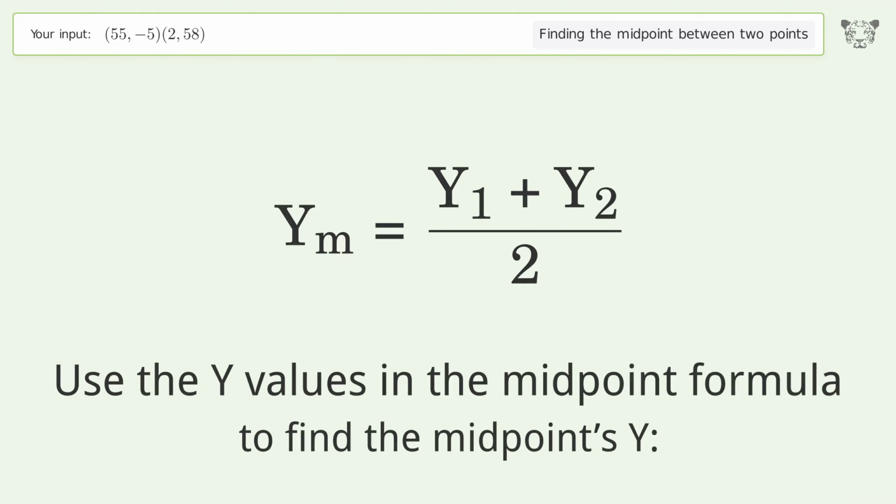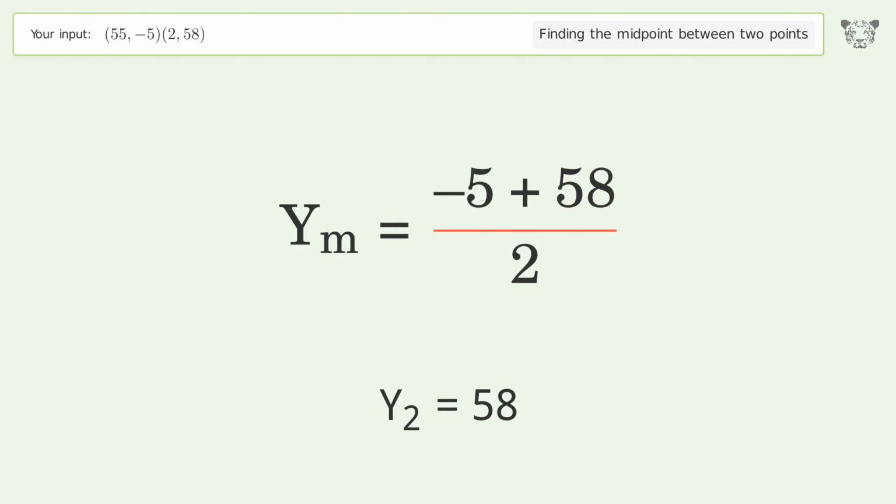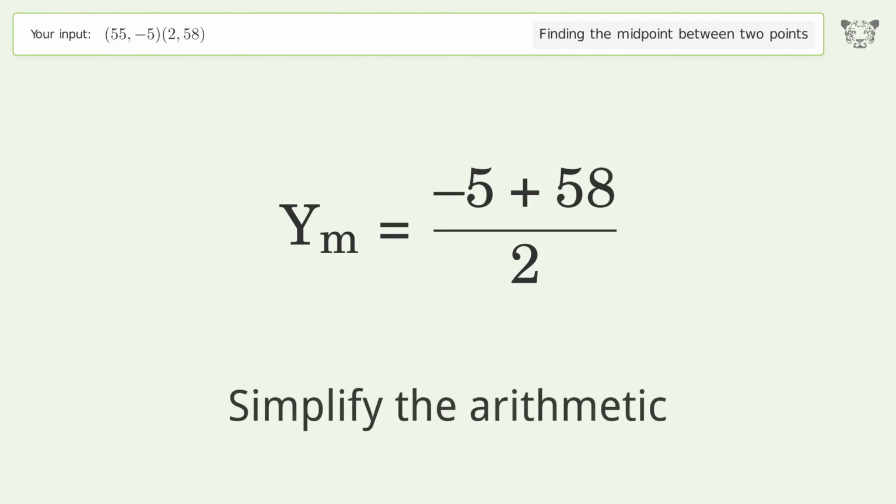Use the y values in the midpoint formula to find the midpoints y. y1 equals -5. y2 equals 58. Simplify the arithmetic.